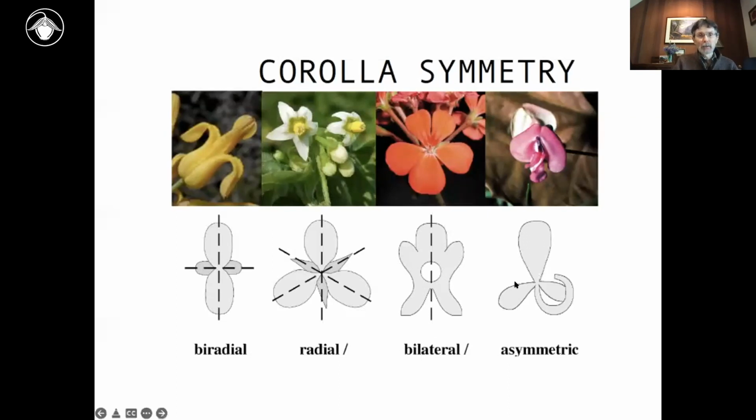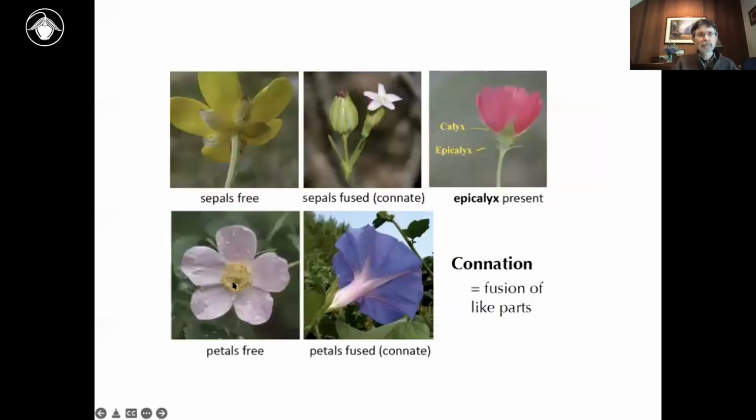Very rarely are flowers asymmetric, like you see here, where there's no plane of symmetry. And also rarely do we see biradial symmetry like this, where you can only cut the flower in 2 planes to get equal halves. But something like the Dicentra here, which is in our California flora, has this kind of symmetry.